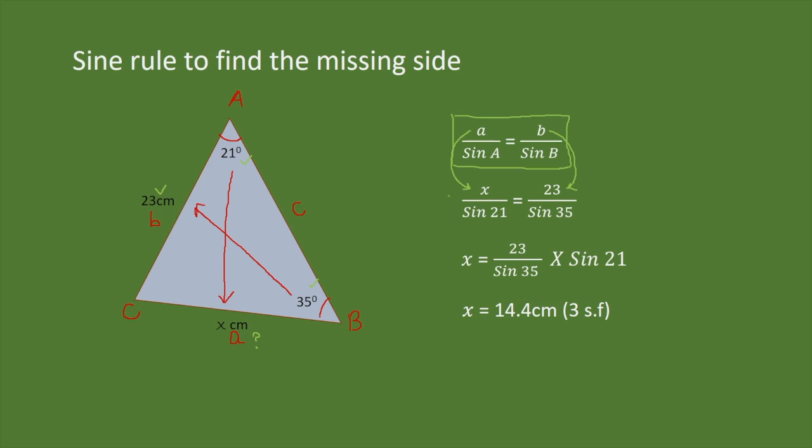You multiply both sides by sine 21 so that we can remove the sine 21 from the left, and we can cancel these off. So we have x is equal to 23 over sine 35 times sine 21. You use the calculator and feed the information accurately, and you will get x is equal to 14.4 centimeters, the answer in 3 significant figures.